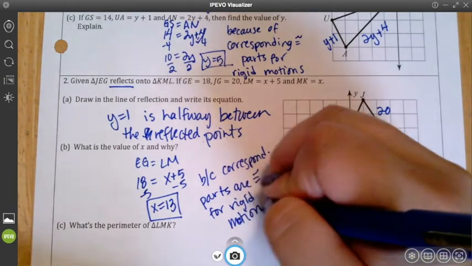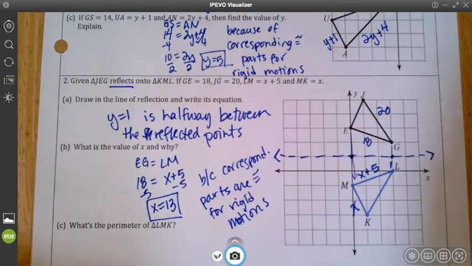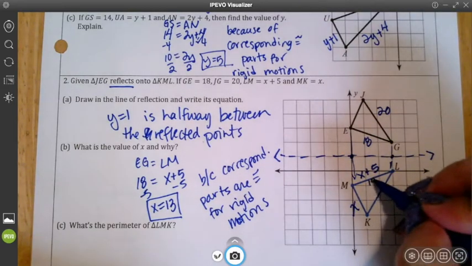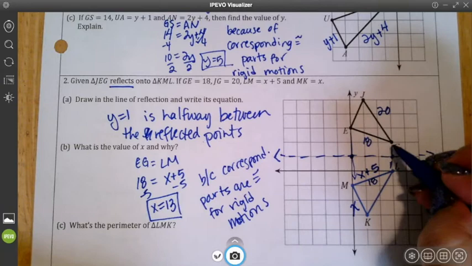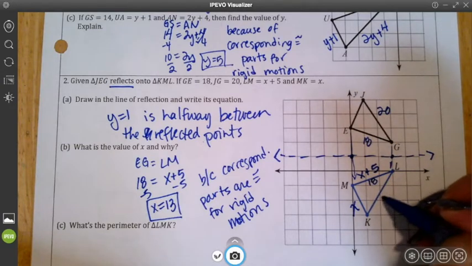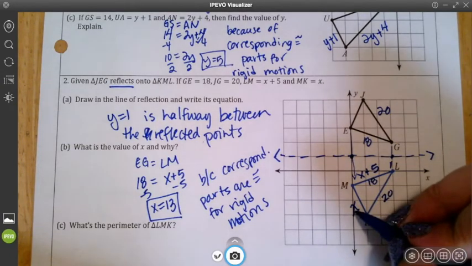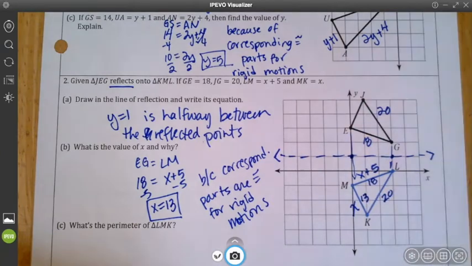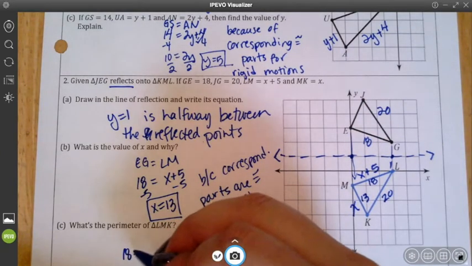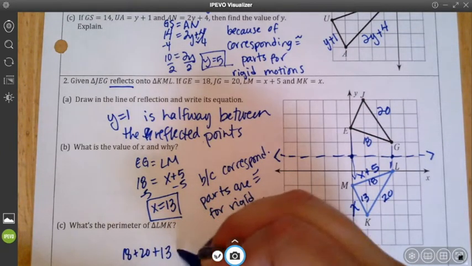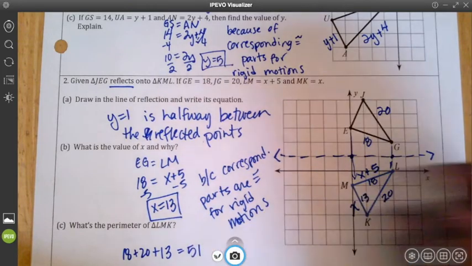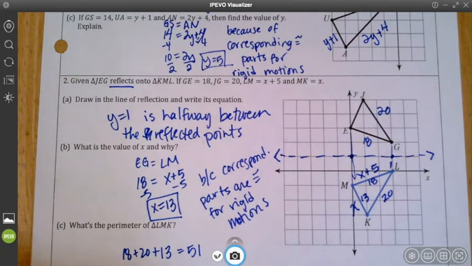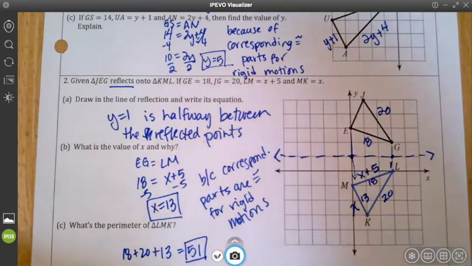What is the perimeter of LMK? Well, we know that this is 18. We also know JG corresponds to LK, so this is 20. And now we know that x is 13. So we can say 18 plus 20 plus 13 equals 51. No units were given.